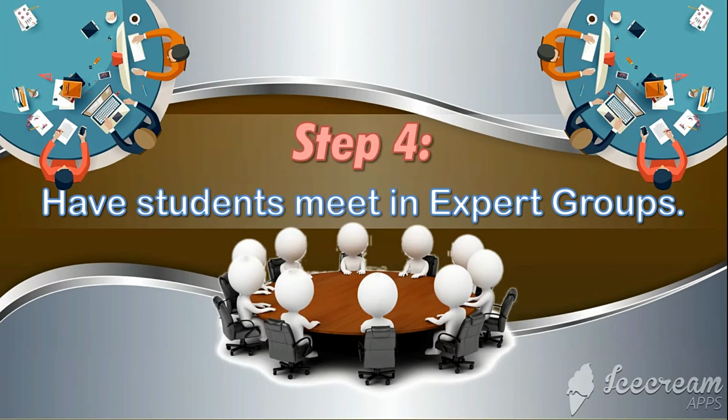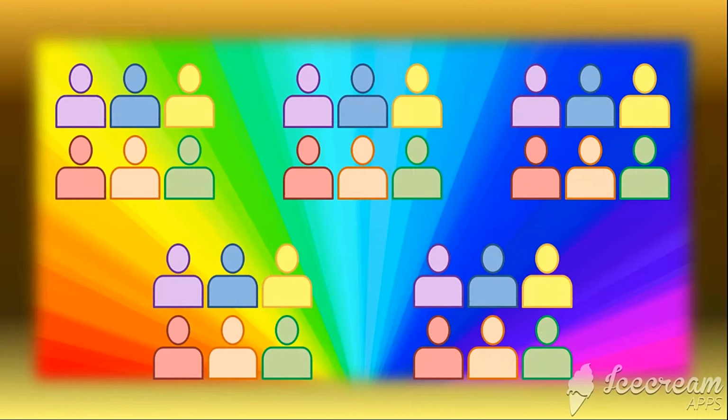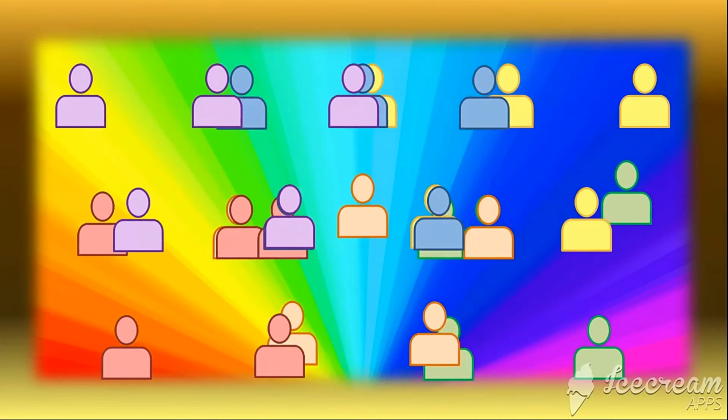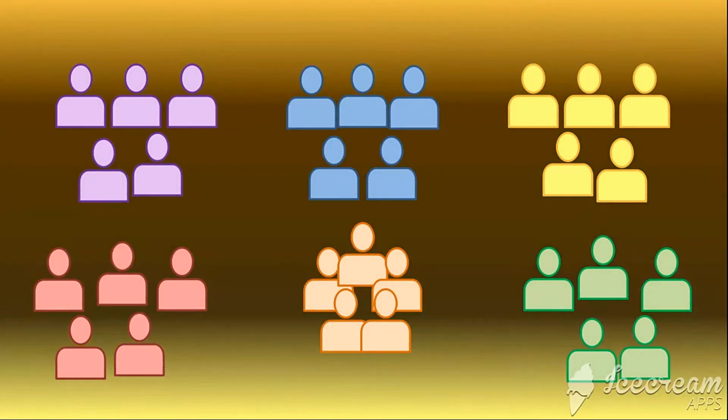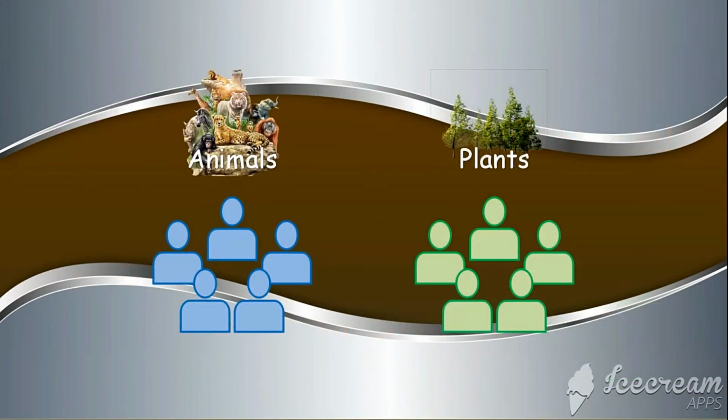Step 4. Have students meet in expert groups. After each student has studied his or her chunk independently, they gather with all the other students who have been assigned to the same chunk. These are called expert groups. Within each expert group, students compare their ideas and work together to prepare some kind of presentation to give to their jigsaw groups. During this time, gaps in individual students' knowledge can be filled, misconceptions can be cleared up, and important concepts can be reinforced.